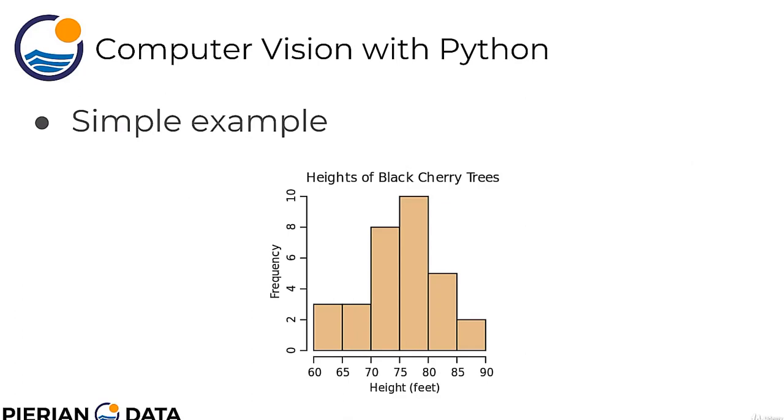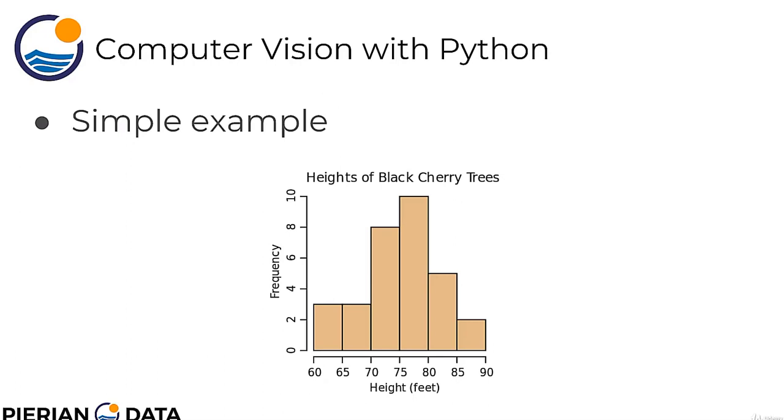So here's a simple example that has really nothing to do with images. On the x-axis, we have some sort of continuous feature. In this case, it's how tall these trees are in height. So then we have these bins, and on the vertical axis, we have frequency.